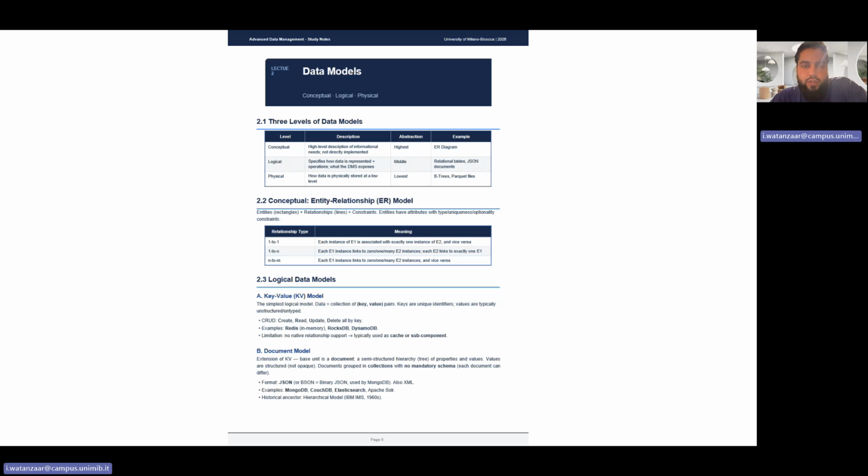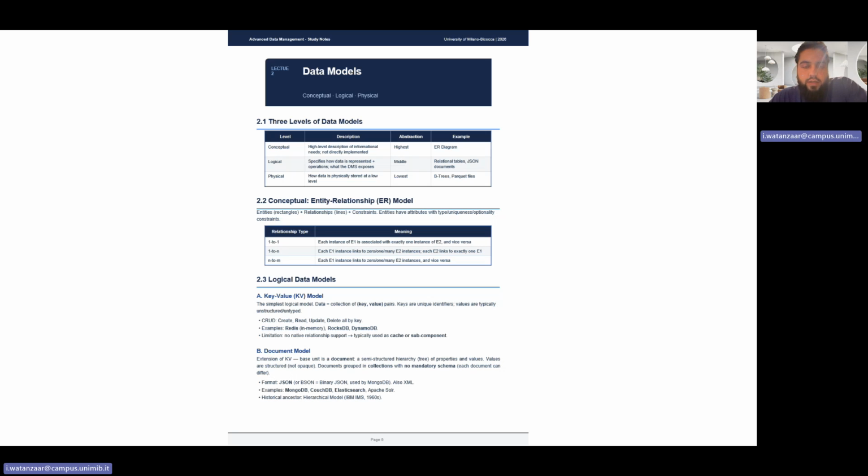Further, the second one is logical. It specifies how data is represented and what operations the data management system exposes. Here is the logical concept of how we will be organizing our data in the computer, not yet at the lowest level of abstraction. So this abstraction is middle, and examples of this one are relational tables, JSON, and documents. These are examples of how we logically represent the data at a middle level of abstraction.